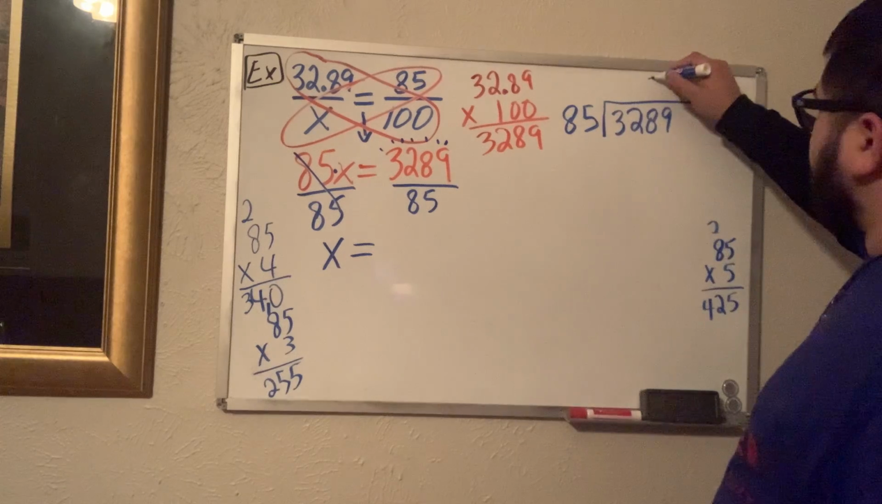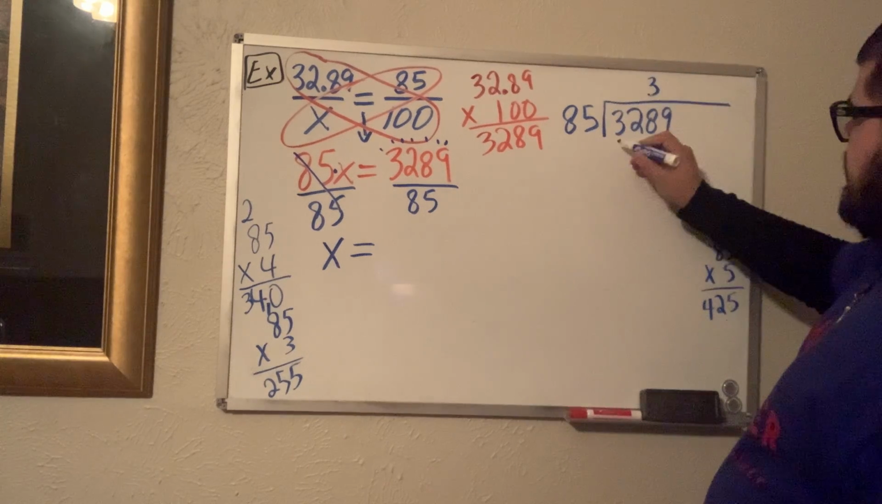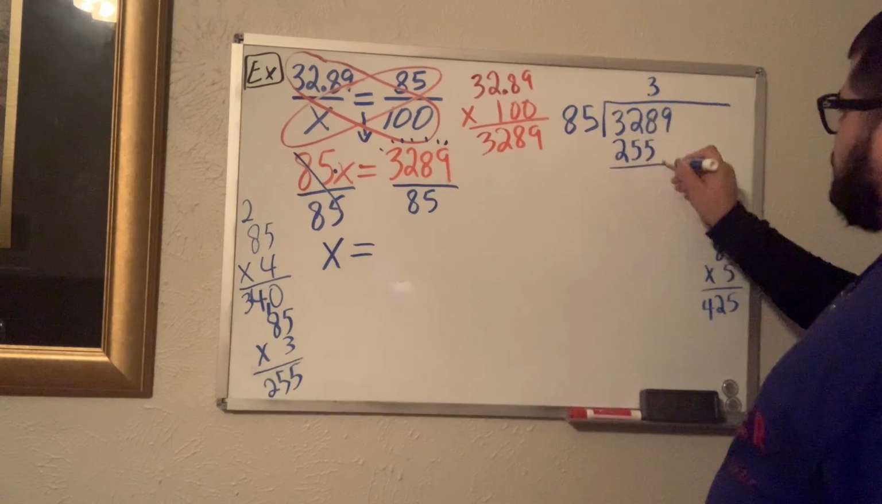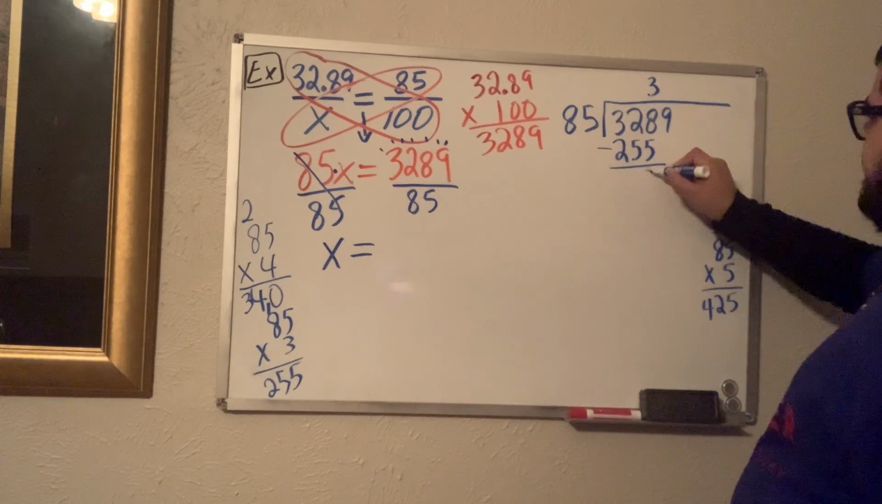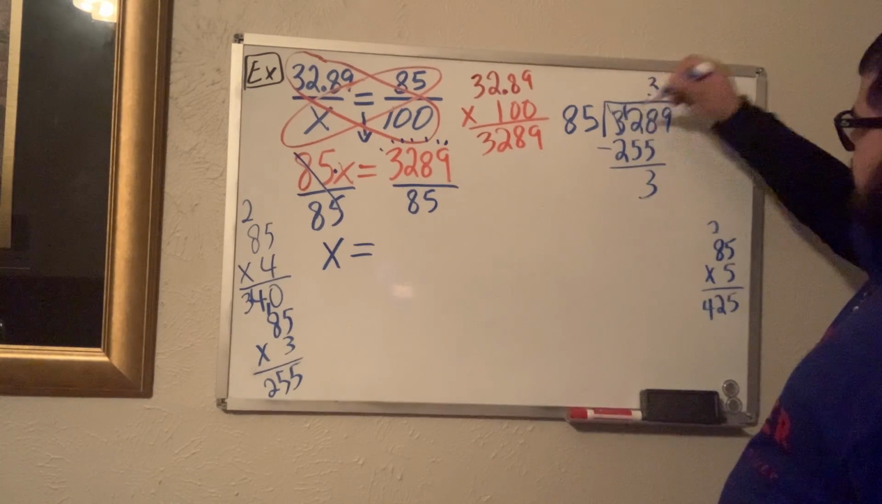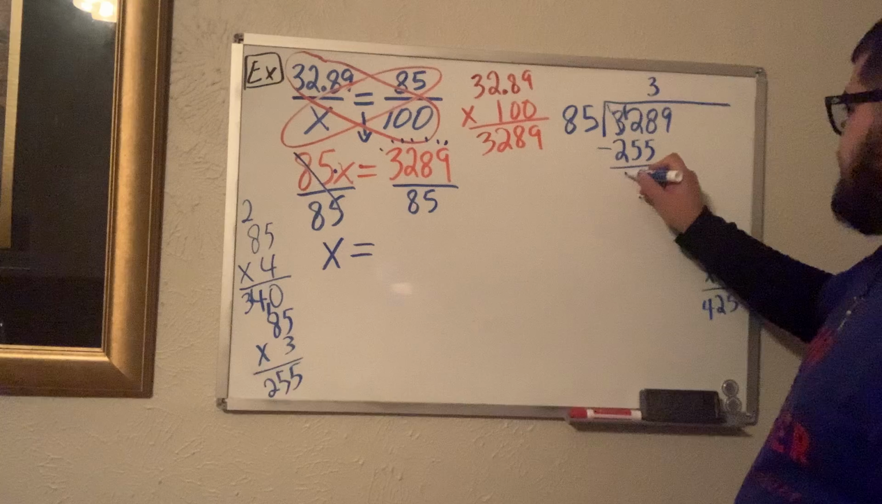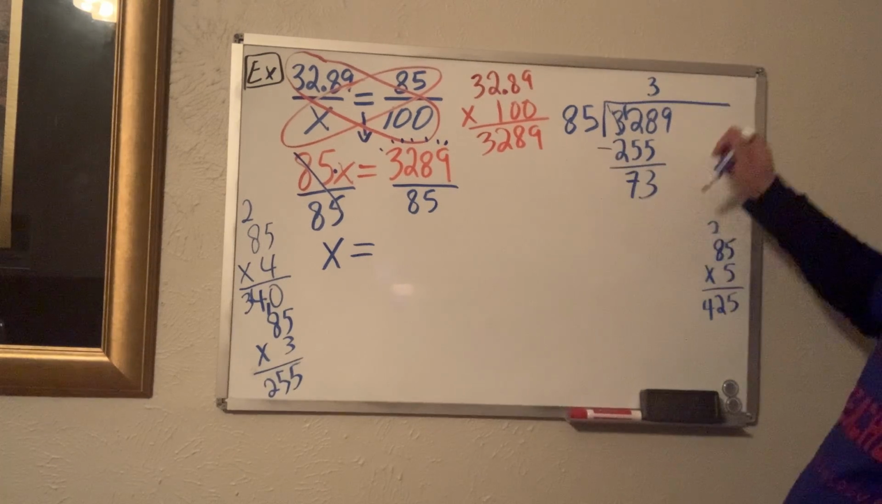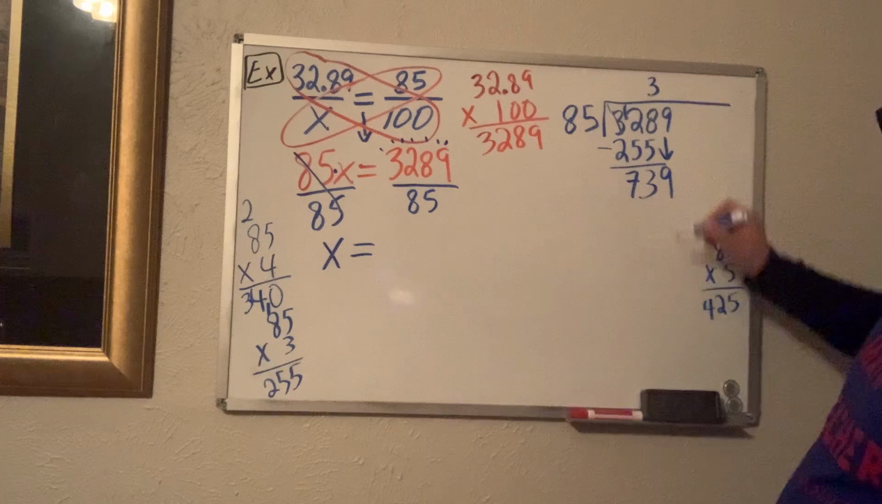All right, so 3 here, above the 8. 85 times 3, we got 255. Subtract: 8 minus 5, we get 3. 2 minus 5, we can't do that. Have to borrow. Make this a 12. 12 minus 5, we get 7. 85 won't go into 73. We have to bring the 9 down.